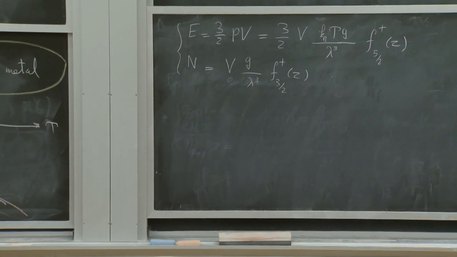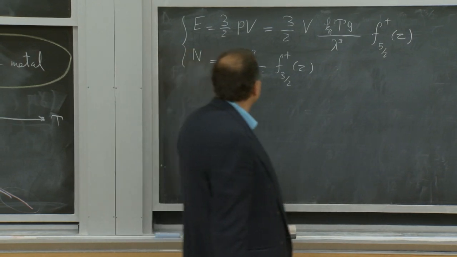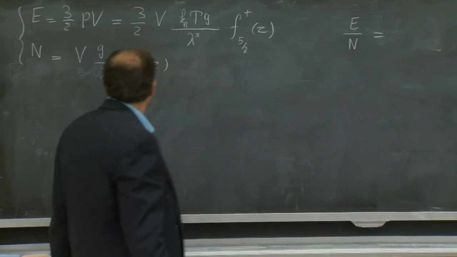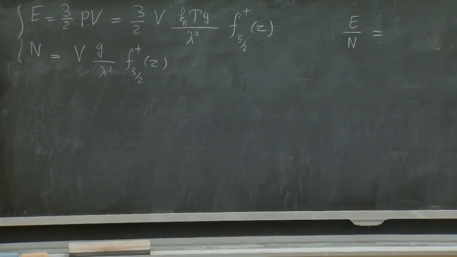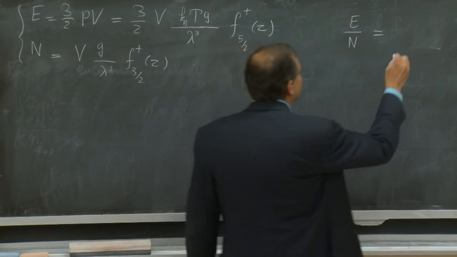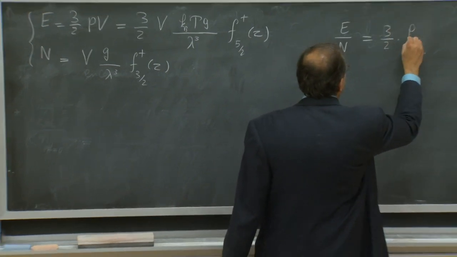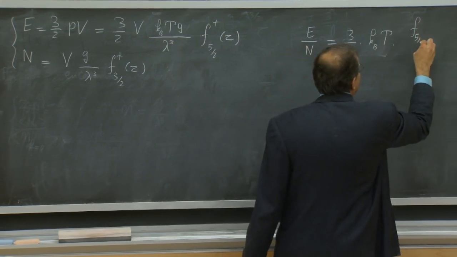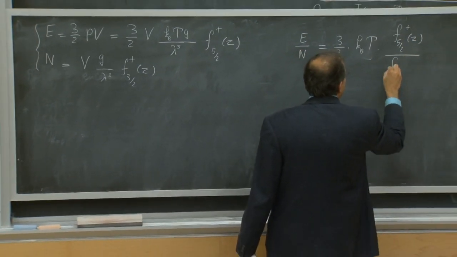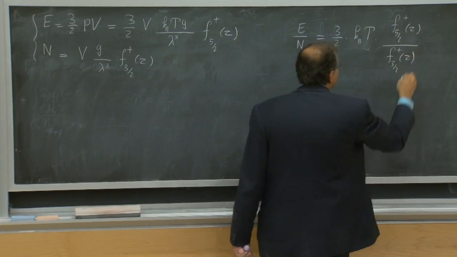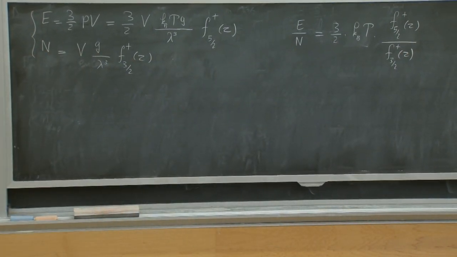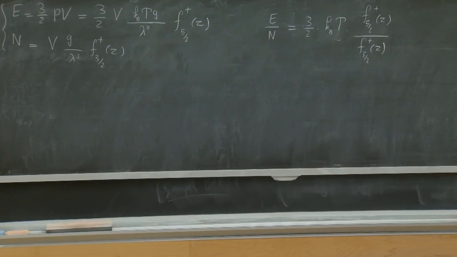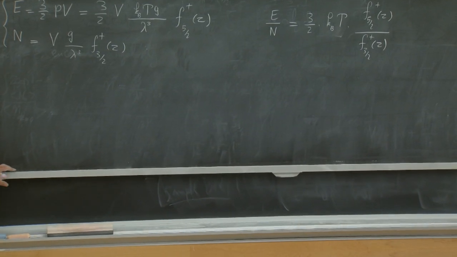Once more, I can get rid of a number of things by dividing these two. So the energy per particle is 3/2 kT f 5/2 of z divided by f 3/2 of z. Let's make sure I didn't make any mistake. kT f 5/2, okay. Fine.